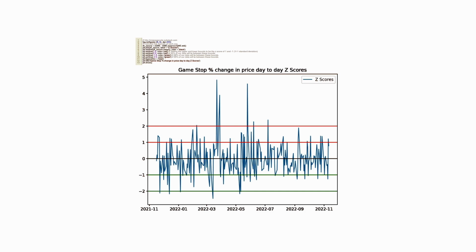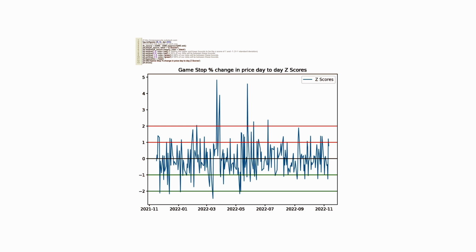Specifically, about 68% of the data is expected to lie within one standard deviation marked by green lines, and about 95% is expected to lie within two standard deviations marked by red lines. The graph is then annotated with a legend to clarify the meaning of each line, and a title is added to the plot to describe what the visualization represents. Finally, the graph is displayed.